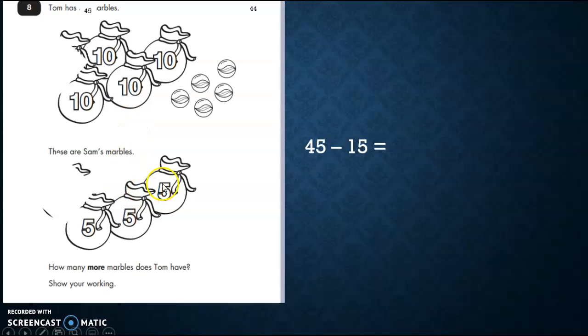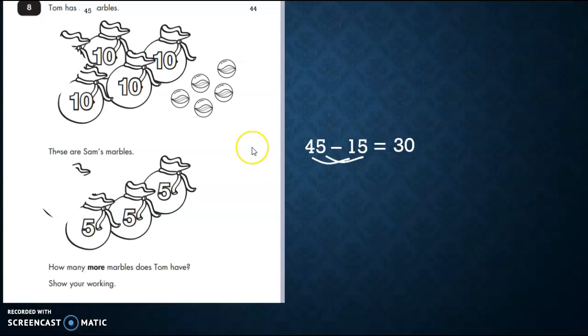I think, right, the ones are the same, but there's 3 more 10s. 3 10s are 30. Or you could think, right, I've got 45 and 15. To find the difference, I can take them away from each other. So we can say 45, take away 15, take away the 10s, and take away the 1s, 30.